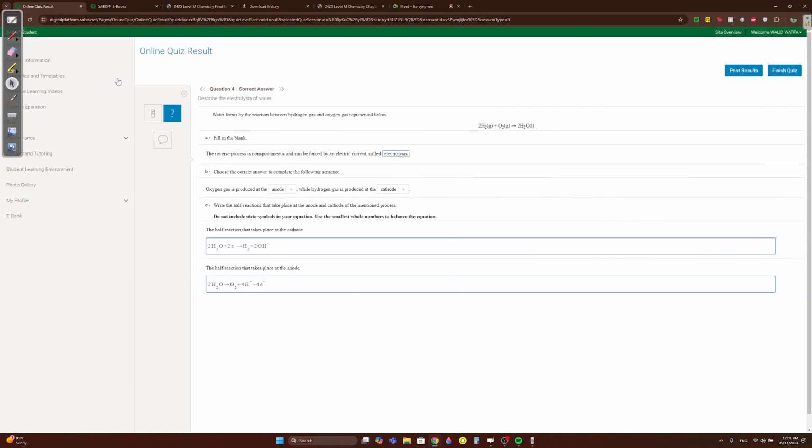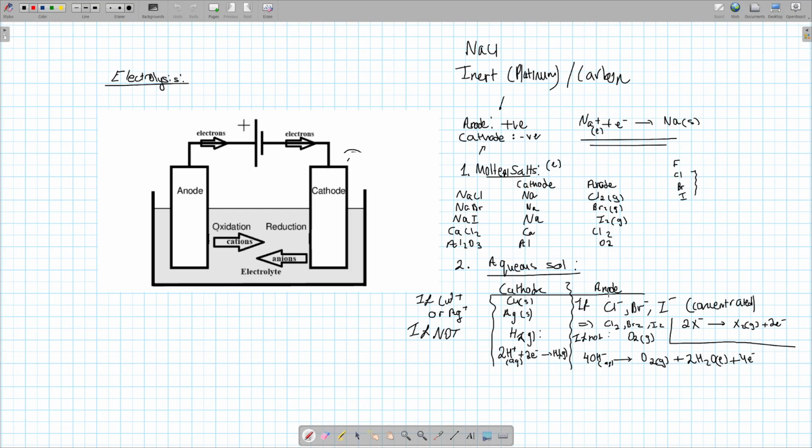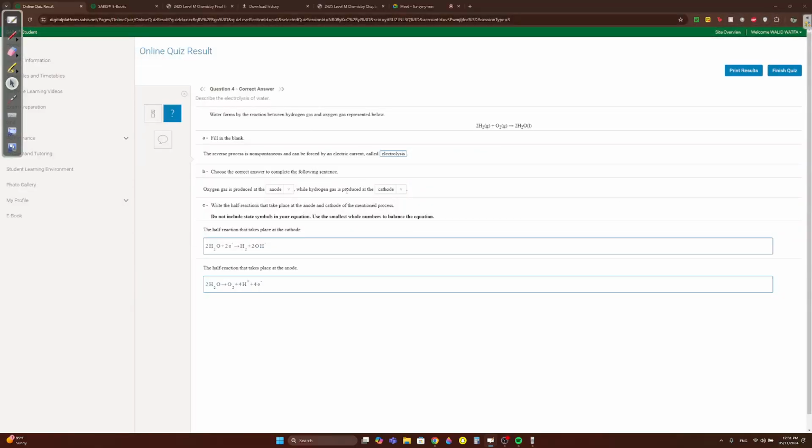Okay. Question 4. Water forms by the reaction between hydrogen and oxygen here. The reverse is not spontaneous and can be forced by an electric current called what? When do we force a reaction that's not spontaneous by using electricity? It's when we're doing electrolysis, right? Oxygen gas is produced at the what? Hydrogen gas is produced at the what? If you remember our table, guys, at the cathode we have hydrogen gas being produced. At the anode we have oxygen gas being produced.